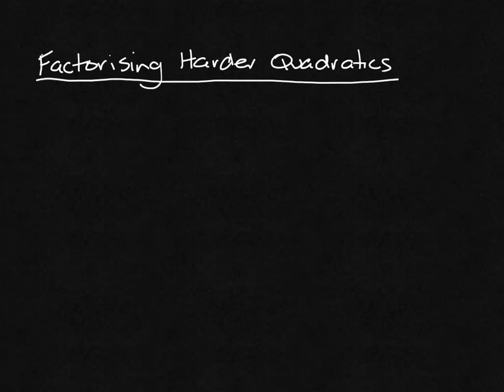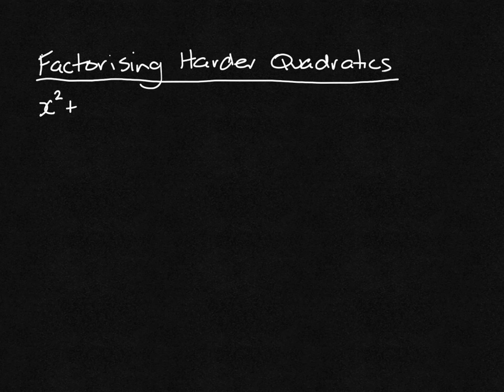In this video, we're going to look at some harder quadratics. Up until now, we've been dealing with quadratics, for example, like x squared plus 5x plus 6. One of the things you've noticed here is that we just had an x squared. We didn't have a number in front of the x squared, which is what we call our a value.